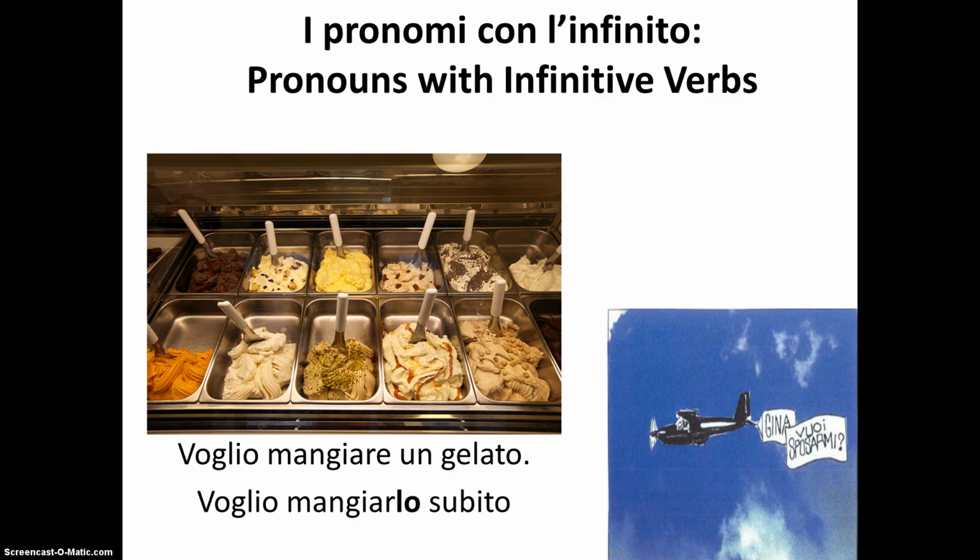In the next sentence, voglio mangiarlo subito, I want to eat it now, notice that the direct object pronoun has been tacked on to the infinitive mangiare, but first the final e has dropped off. The same pattern can be followed for adding any direct or indirect object pronoun to an infinitive. In the example in our text in the cartoon, the airplane banner states, Gina, vuoi sposarmi? Here the final e of sposare has been dropped and the pronoun mi has been added. Let's use some of the exercises in the book to see how this works.